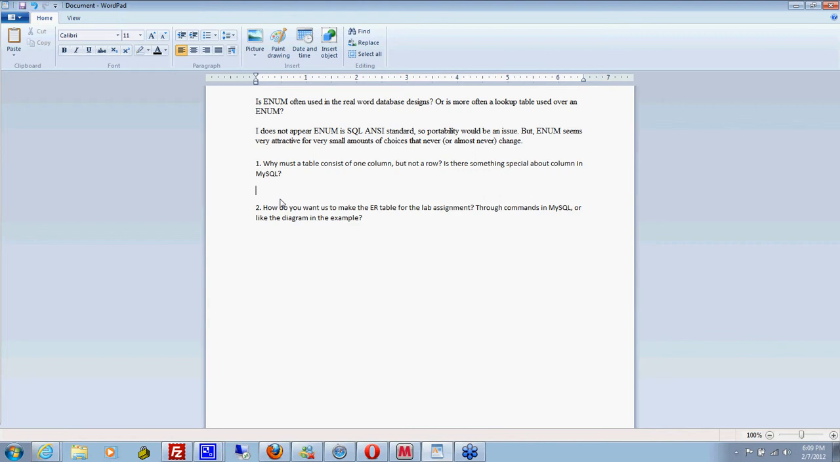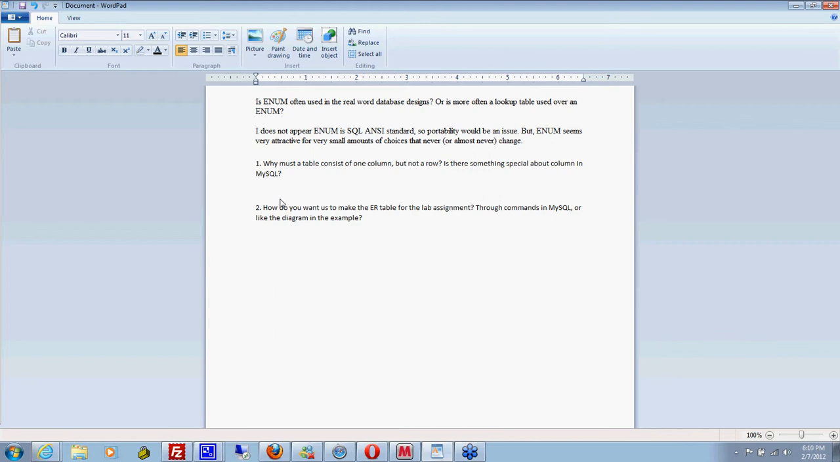I do think it's probably a good choice for small amounts of data, as your comment says. But the problem is it's not well known, I don't think, and not well used, and it probably isn't an ANSI standard. So it probably is best to try and avoid enum. You can do with an int, a small int, or whatever, anything you can do with an enum anyway. So there's no real great reason to use it.